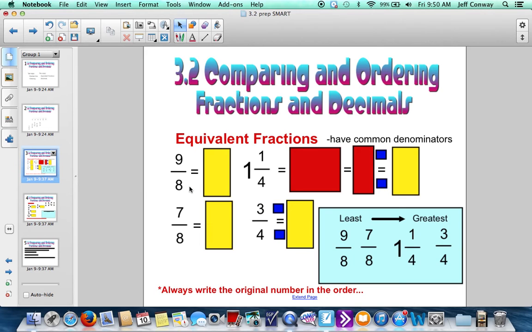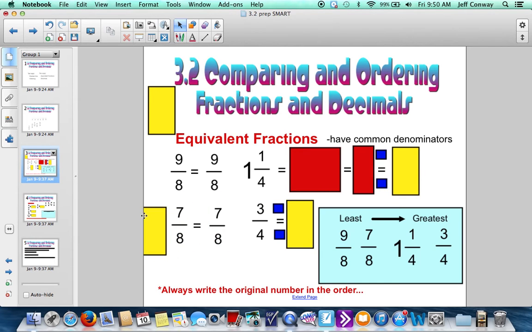So our set of numbers is 9/8, 7/8, 1 1/4, and 3/4. So our denominators are 8 and 4. In this case, it's fairly straightforward. We're going to make our denominators 8, because 4 goes into 8. It'll make it a lot easier. So 9/8, because we're using 8 as our denominator, we can leave as 9/8. And same thing, 7/8, we can leave as 7/8.